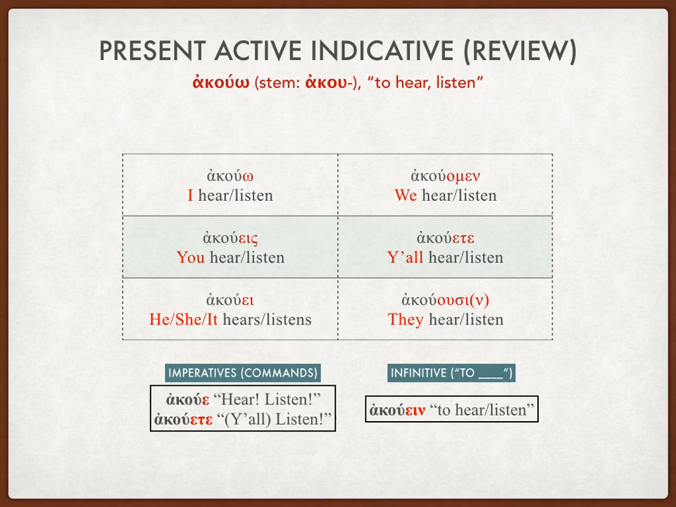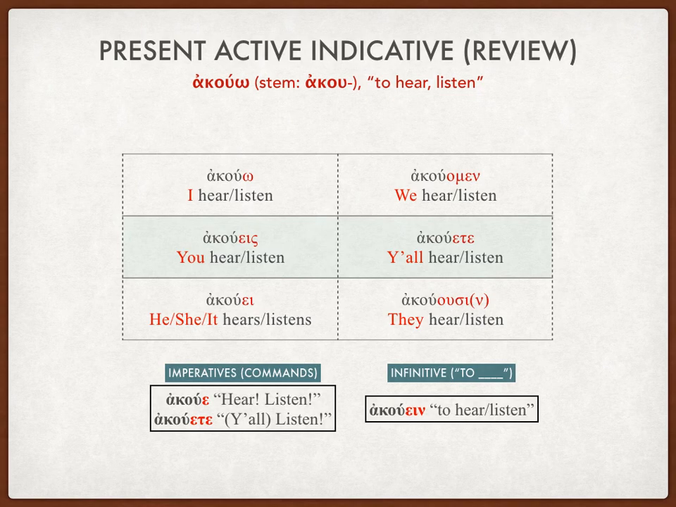So if you follow along with the chart here, you can see that the points in red in that box are what I look for to figure out who's hearing or who's listening. So the first person singular akuo with that omega at the end, that tells me that it's I. It's a first person singular ending, so I translate it as I hear or listen, akuo. Second person singular, akueis, that ending tells me it's you and just one person here, so one person, you, hear or listen. Akuei is third person singular, that means he, she, or it, one person only. This is still in the singular column, hears or listens, akuei.